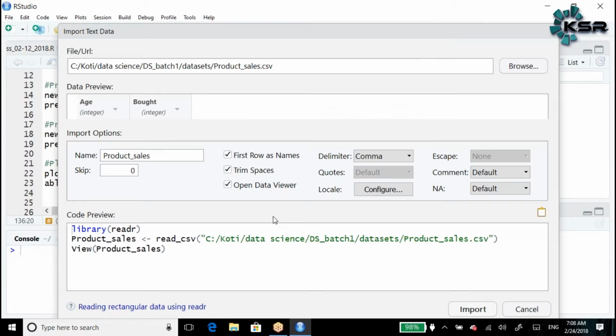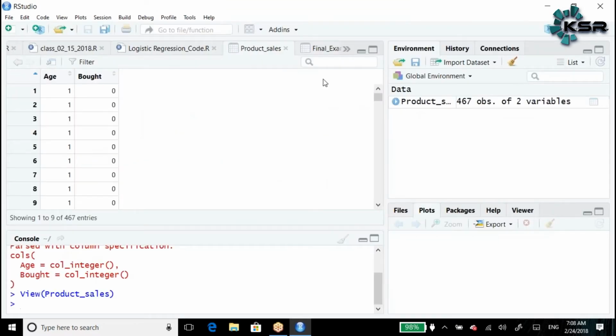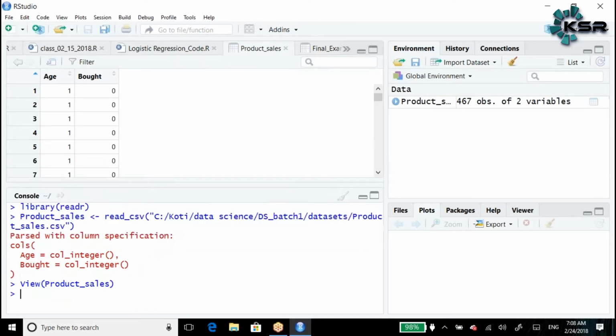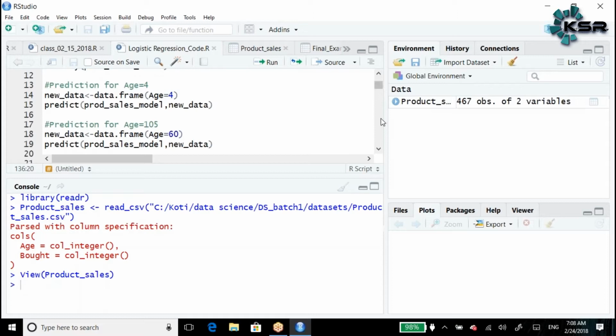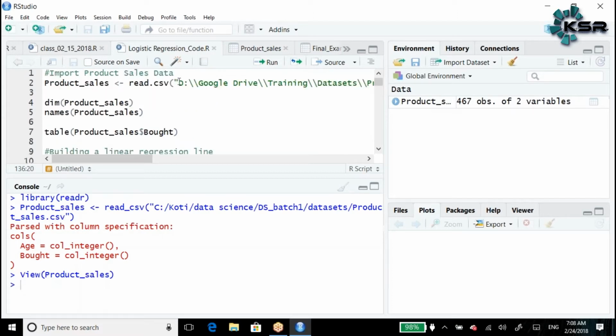Product sales is the one data set. We are importing the product sales data. In the product sales data, we have two variables with 467 observations. So what does dim of product sales give us?